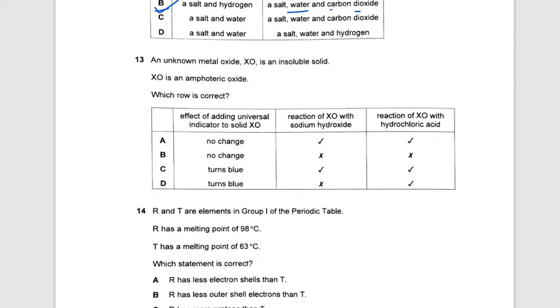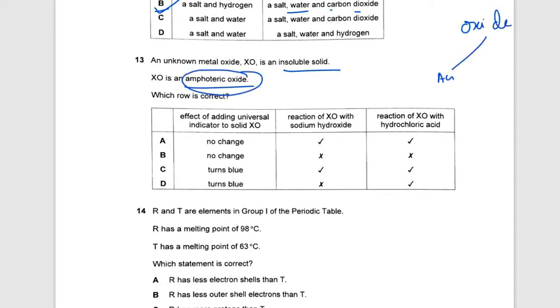Now 13, the unknown metal oxide X is an insoluble solid and amphoteric. Amphoteric means what? There are 3 types of oxide. Please tell me what the 3 oxides are. You have acidic oxide, you have basic oxide, and then there is amphoteric oxide. Amphi means both. Acidic oxides are formed by non-metals, basic oxides are formed by metals. Non-metal oxides are CO2, SO2; metal oxides you can write sodium oxide, or whatever metal you can think of, aluminum oxide, calcium oxide.